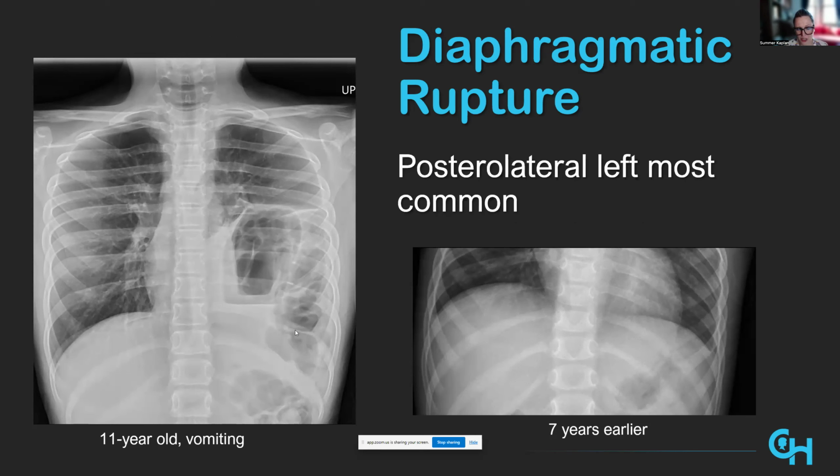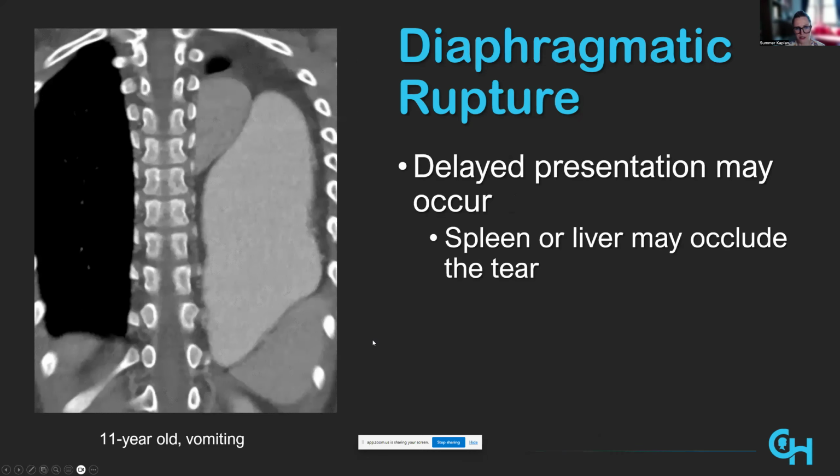This is an 11-year-old who came in because of vomiting, and we see bowel in the chest cavity. Looking back 7 years later, there was nothing there, and there was no history of trauma when this kid first came in, but there was a remote trauma. So that can be a delayed appearance.